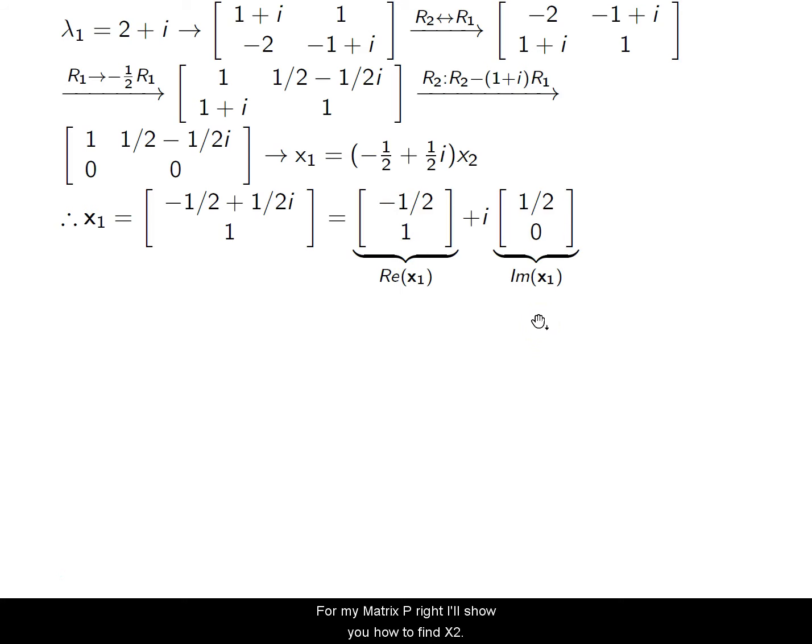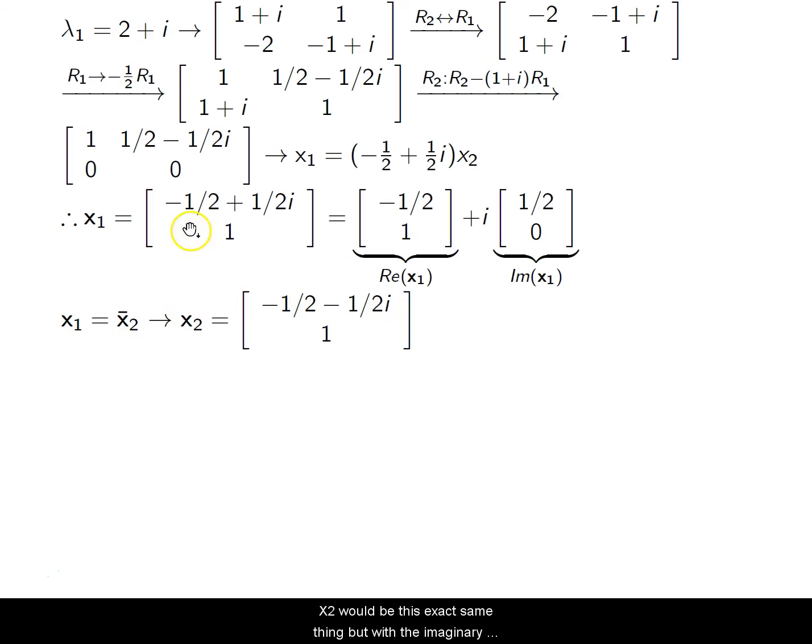Right? I'll show you how to find x2. So let's say we did not use this. Let's say we use the 2 minus i. Well, remember, complex values are conjugates. That works for vectors as well. Okay, the complex conjugate of a vector is x2 bar, right? So these things are related. They come in pairs. So even the eigenvalues are conjugates and the eigenvectors are conjugates as well. So x2 would be this exact same thing, but with the imaginary part being negative, right?